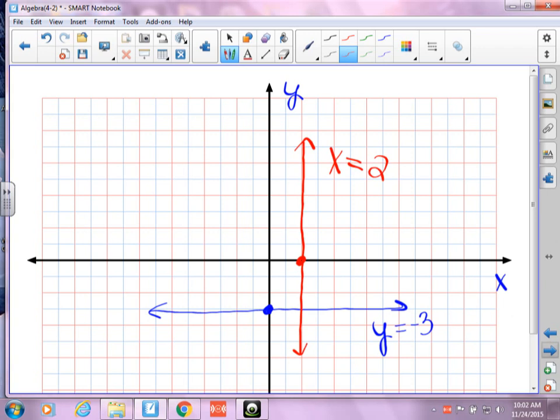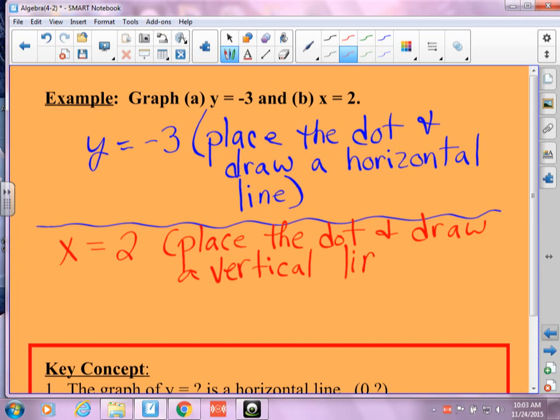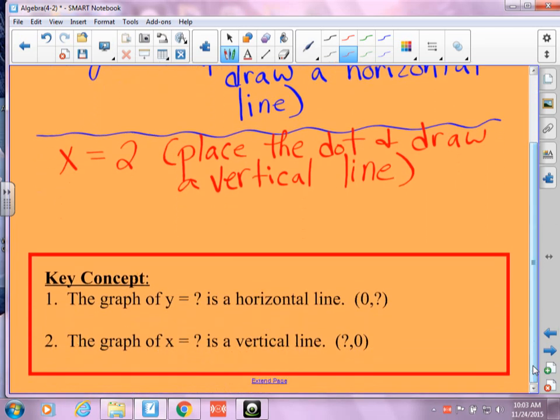So I'm going to go the opposite direction. So again, place the dot and draw a vertical line. Okay, and that kind of tells you down here. Key concept. Main idea.